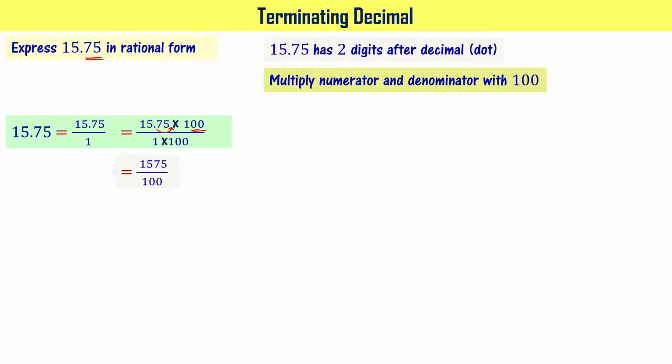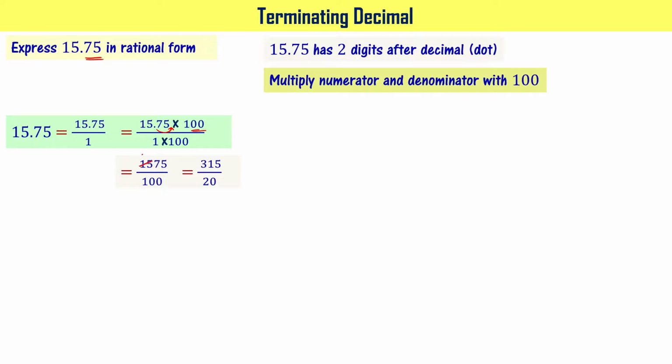But a better way is to simplify further. Both the numerator and denominator can be divided by the number 5. When you divide the numerator by 5, what you get is 315.